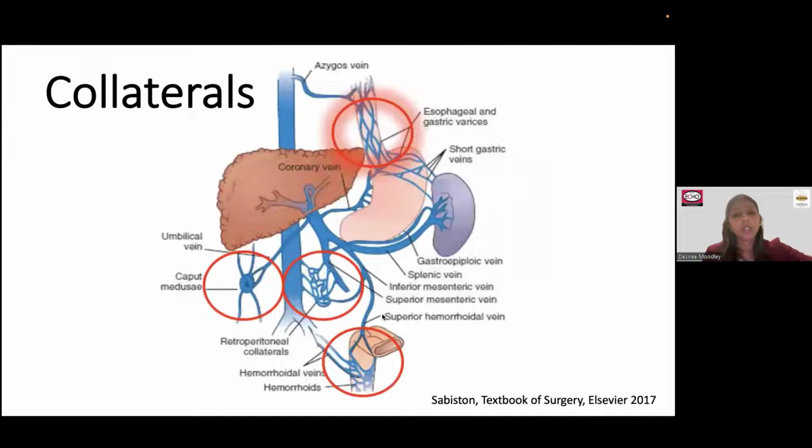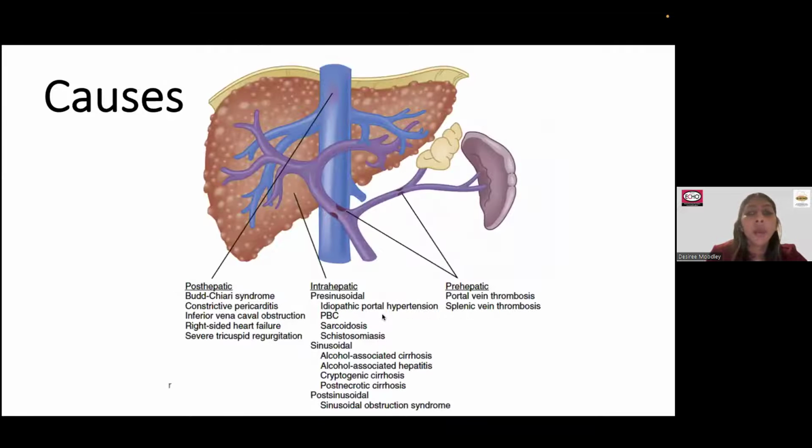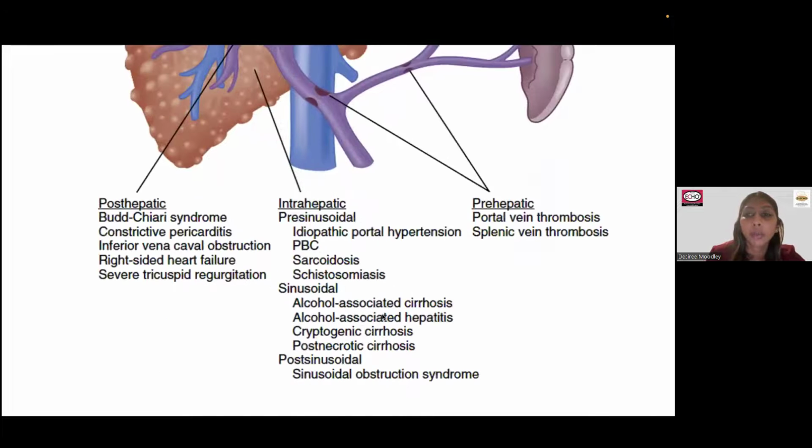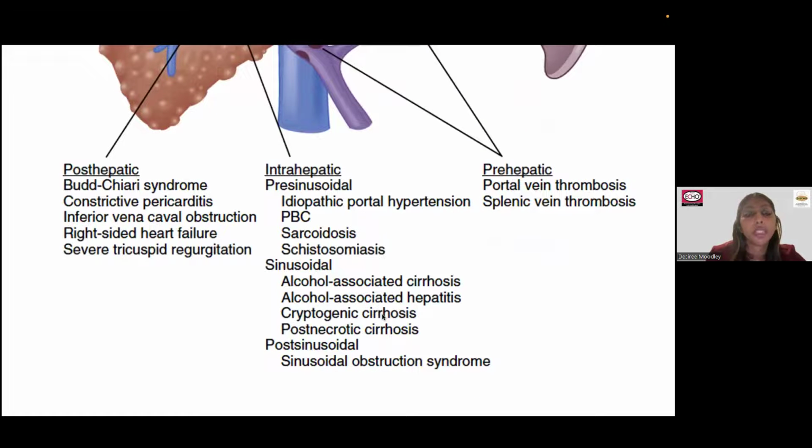In terms of the causes of portal hypertension, you can have prehepatic, posthepatic, and intrahepatic, with prehepatic being your portal vein thrombosis, your splenic vein thrombosis, and then posthepatic being your Budd-Chiari syndrome, constrictive pericarditis, IVC obstruction, right-sided heart failure, and then severe tricuspid regurgitation. Looking at intrahepatic causes, they can be further subdivided into pre-sinusoidal, such as primary biliary cholangitis and schistosomiasis, sinusoidal, such as with cirrhosis, and then post-sinusoidal as well.